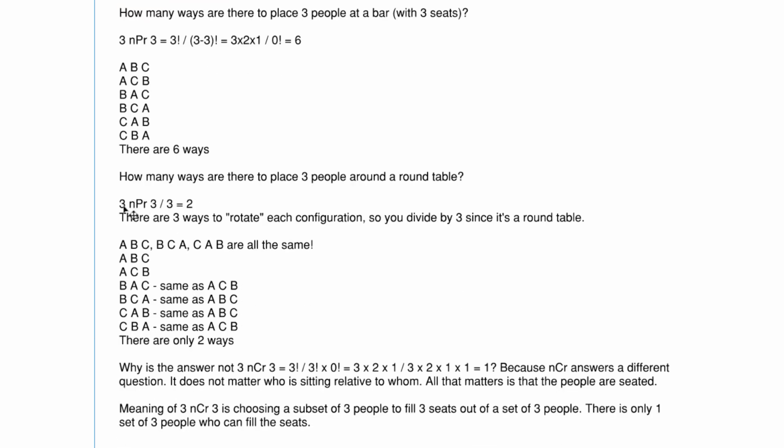So now we have 3 NPR 3 divided by 3, and that's 2 different arrangements to seat 3 people in 3 seats around a round table. So how do we get to this? Well, there are 3 ways to rotate each configuration. So you divide by 3 since it's a round table. What I mean is ABC, BCA, CAB are all the same because it's a round table.